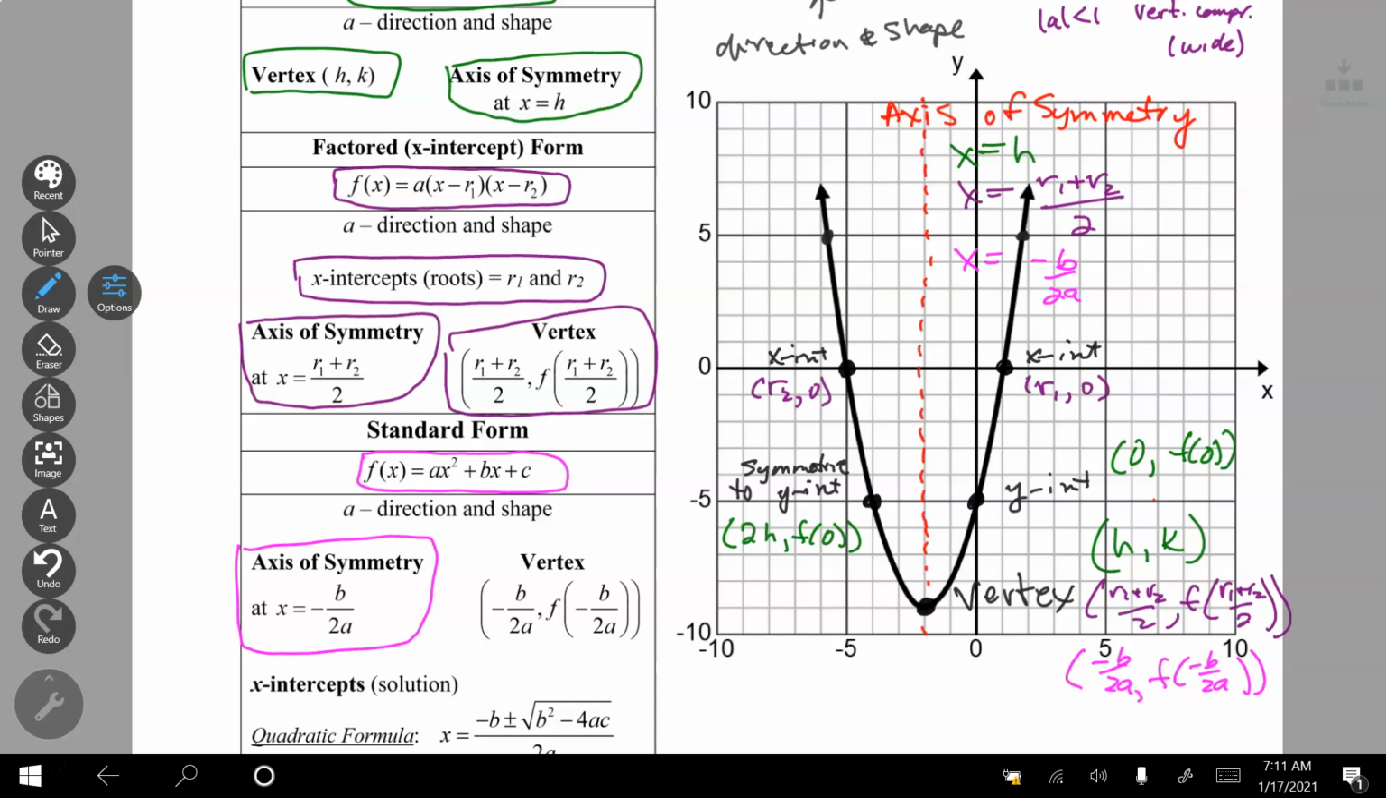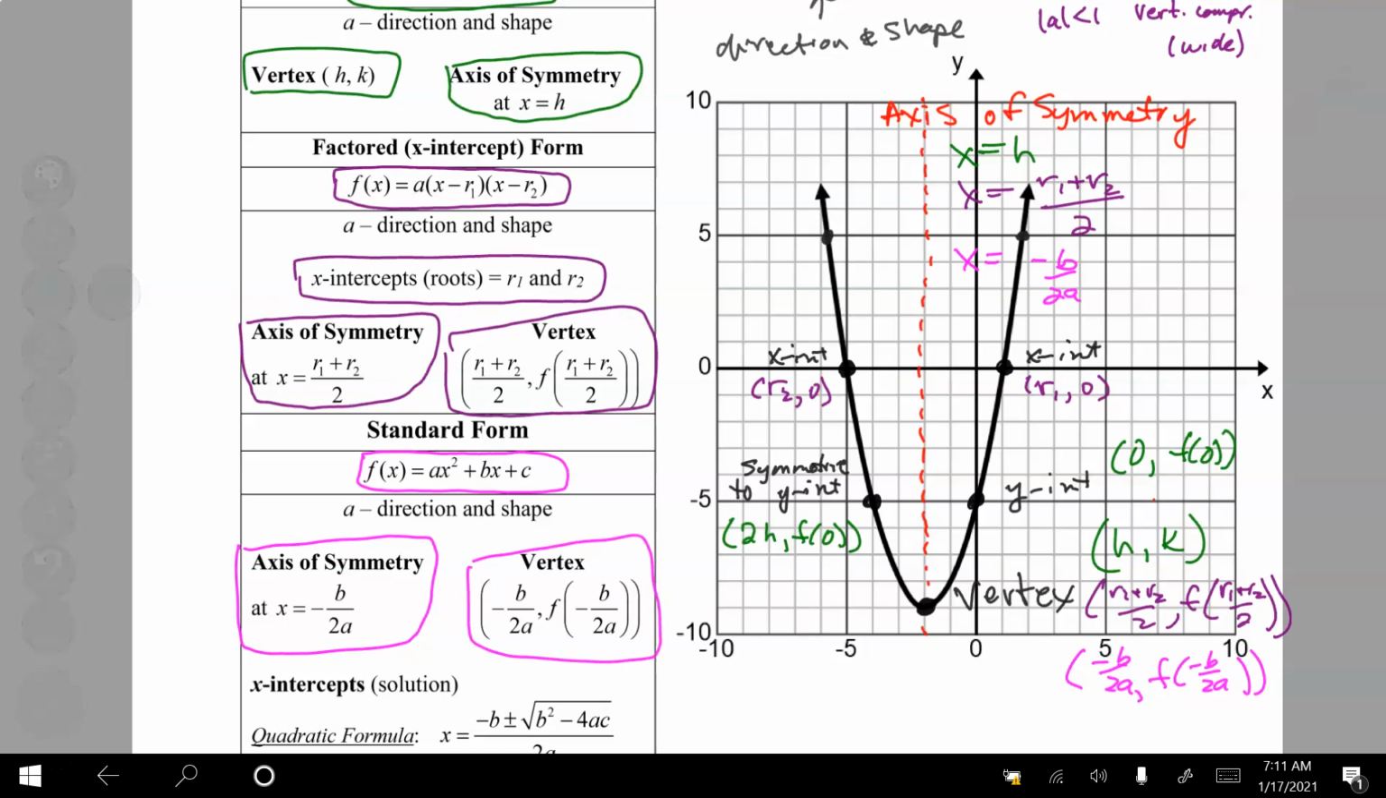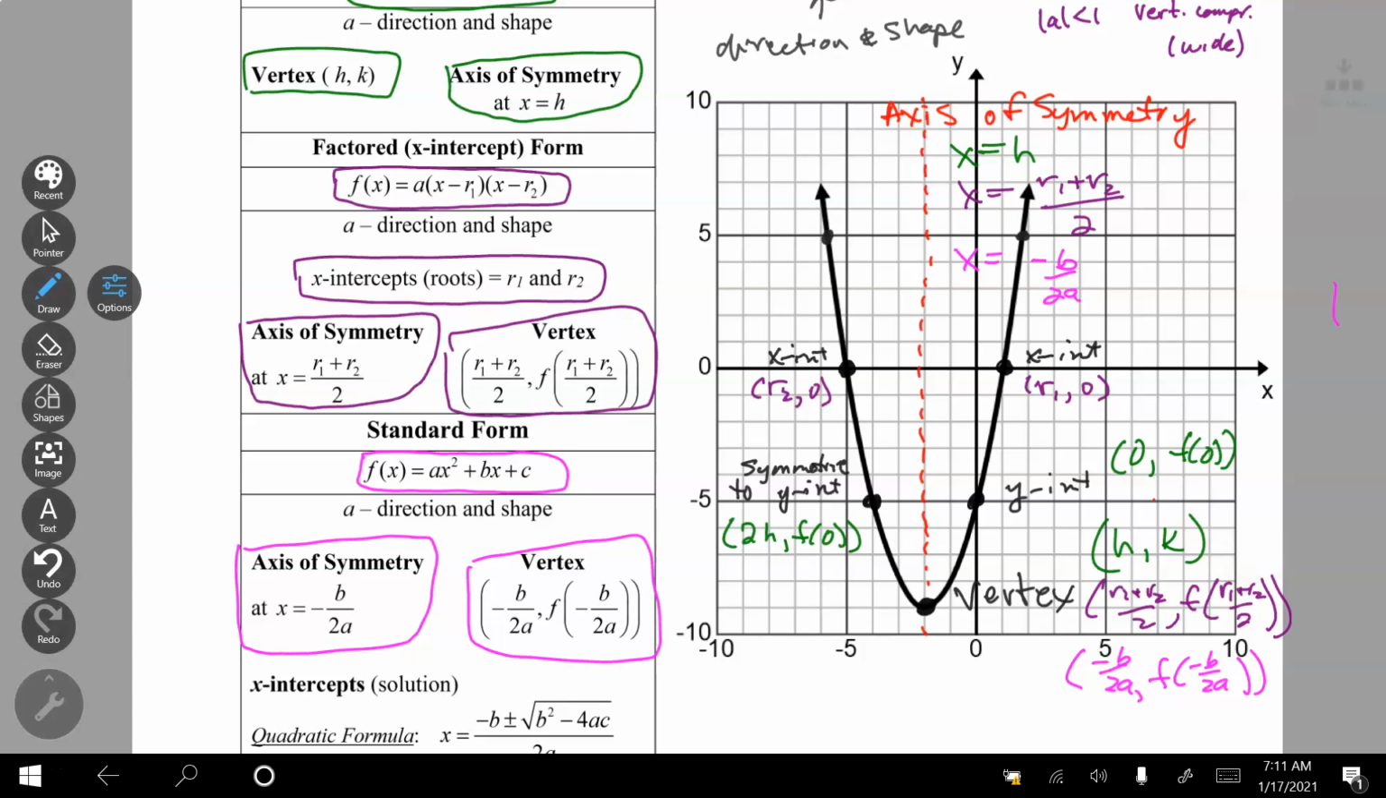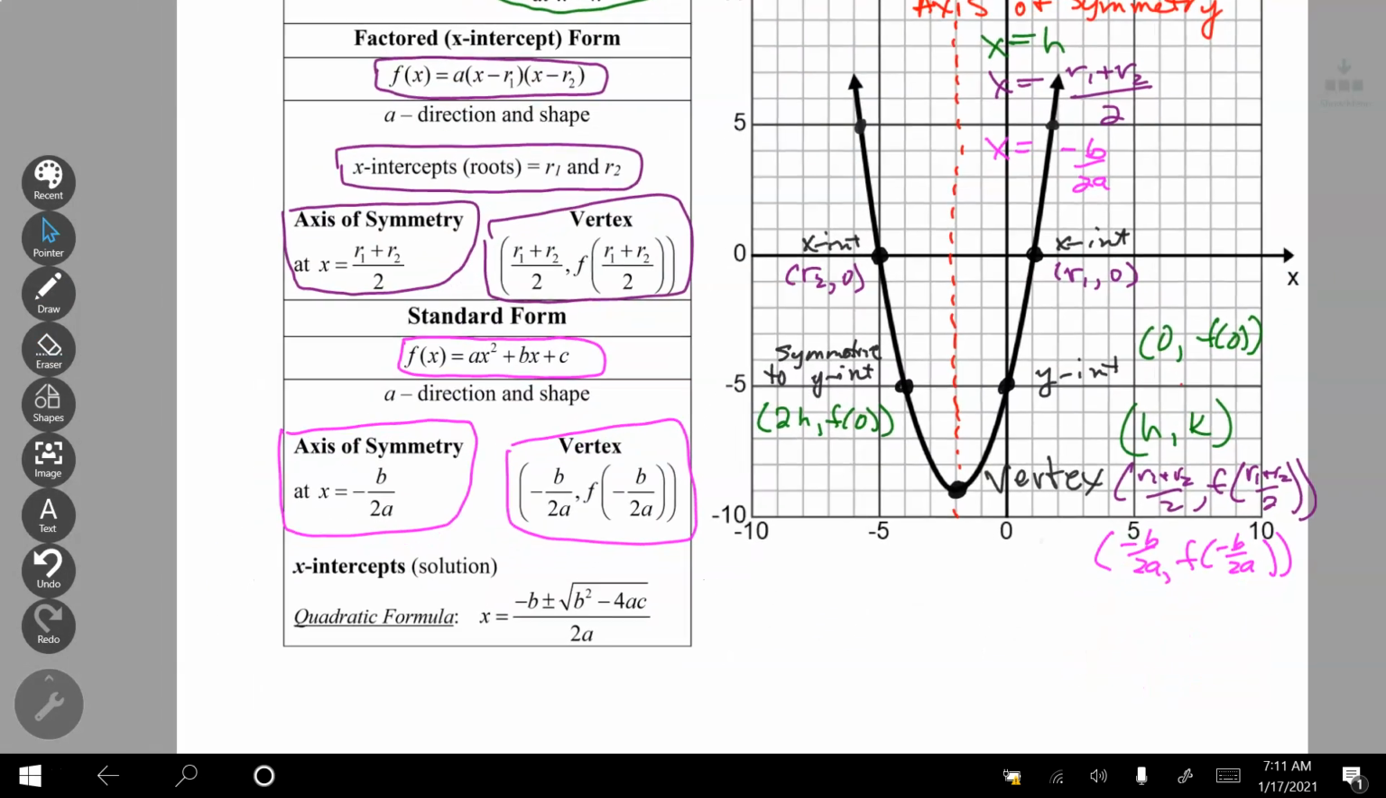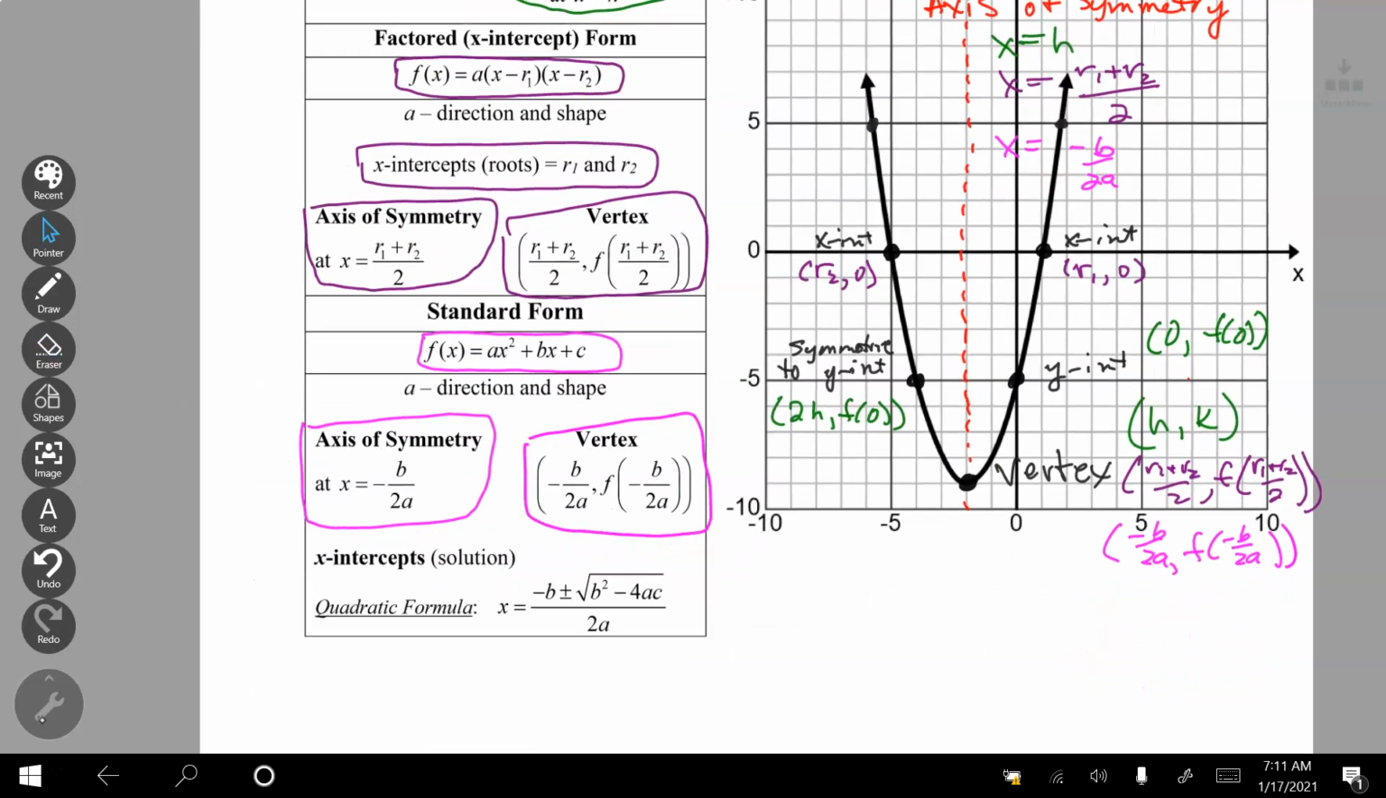Okay, and that's how I find some key features on this graph, but there's other things we need to do, such as x-intercepts and so on and so forth. So when you have standard form, one special way to find the x-intercepts is using the quadratic formula. Now, I'm never going to make you memorize it, but the quadratic formula will always find you the x-intercepts, or what we call the solution of the quadratic.